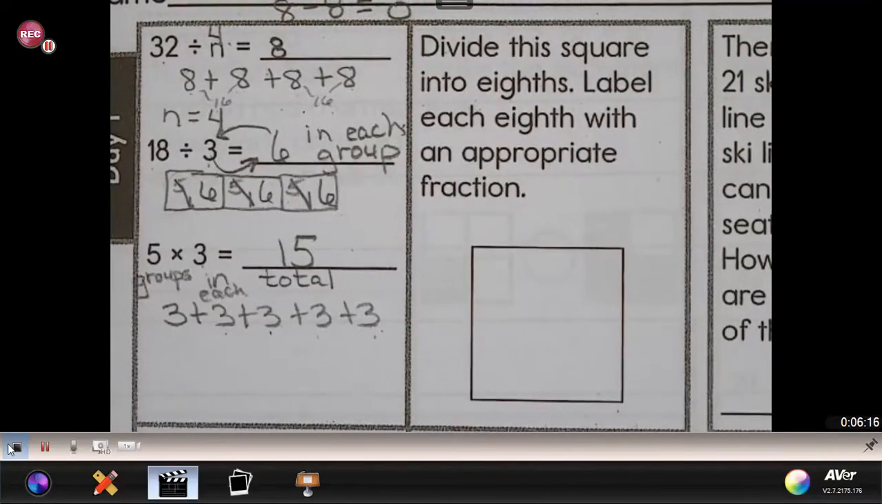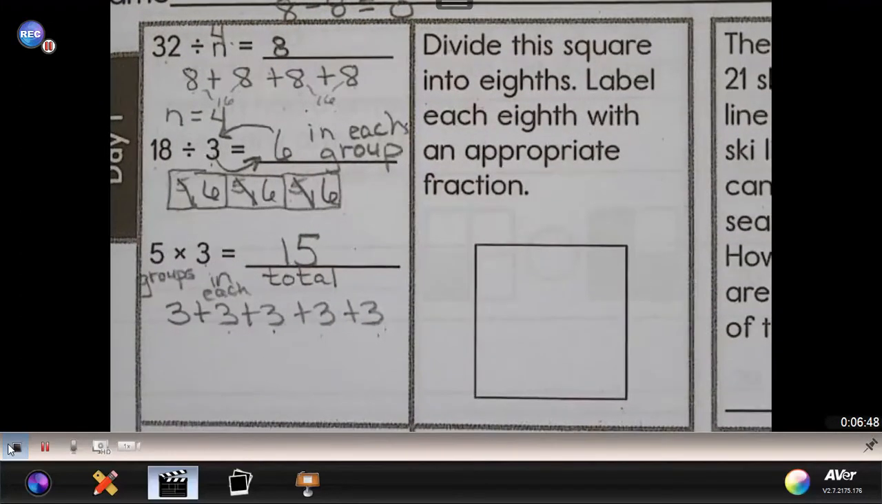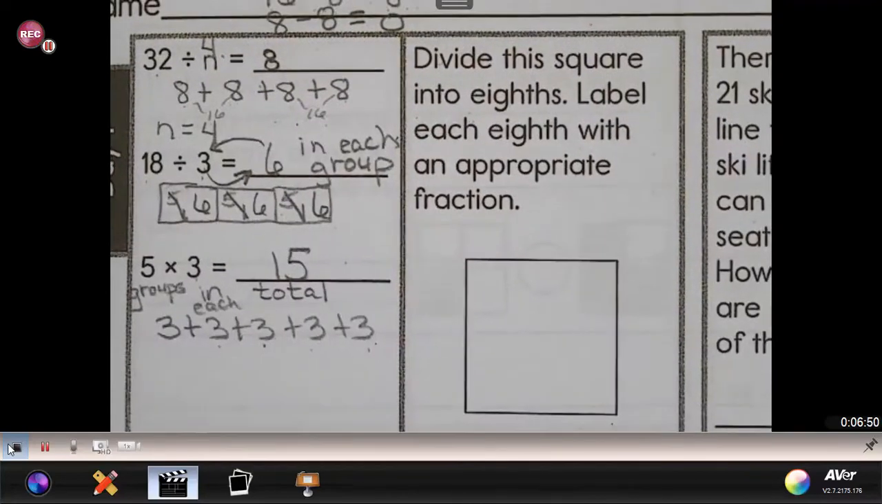David has 3 pens, or excuse me, he has 5 pens. David has 5 pens, and in each pen he has 3 chickens. How many chickens does David have? So notice my groups were the pens. The 3 in each group are going to be the chickens. And the 15 total is going to end up being how many chickens does David have, which is looking for the total. Okay, so I can't wait to see what kind of word problems you come up with today.